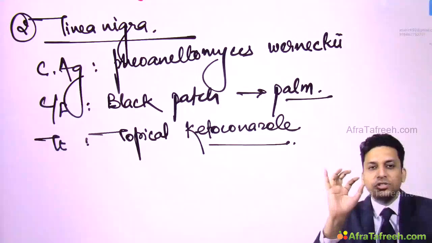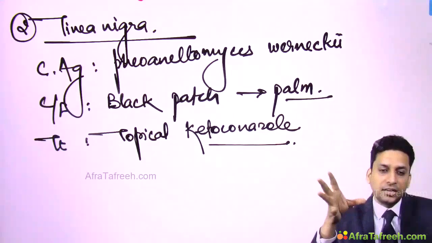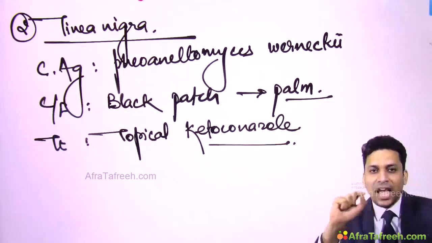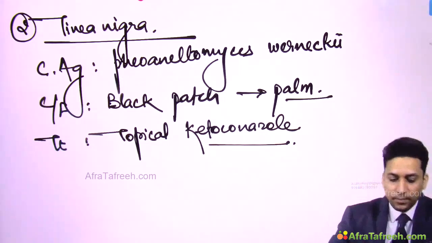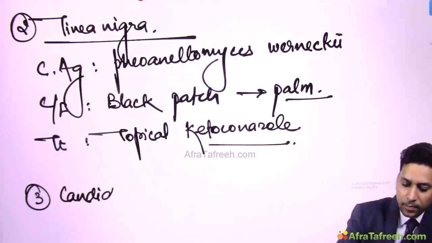These are the only points which you need to remember in this condition, because this is not common in India. This is commonly seen in Western countries. So just remember the causative agent and the presentation. It is a black lesion which is seen generally over the palm, and if you apply topical antifungals, it resolves. Let us move on to a more common condition like candidiasis.